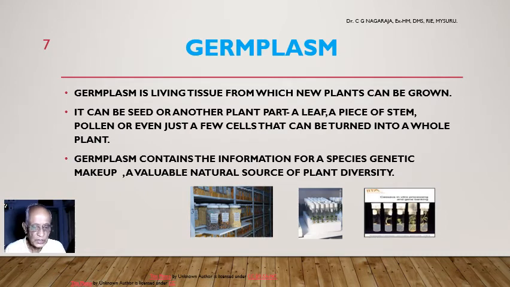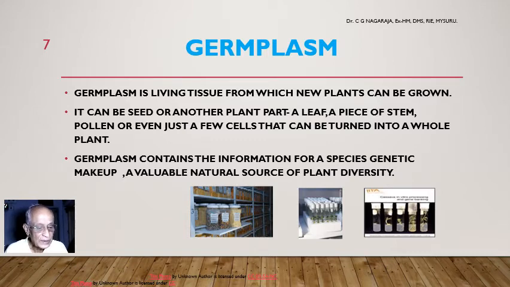Well, I told you the first one is collection of germplasm. What do we really mean by germplasm? Let us try to know. See, germplasm is a living tissue which is taken from plants and that can be grown into a new plant. That means it can be a seed, or another plant part, maybe a piece of leaf, maybe a piece of stem, maybe a pollen grain, or just a few cells that can be turned into a whole plant. That is how the entire technology works.